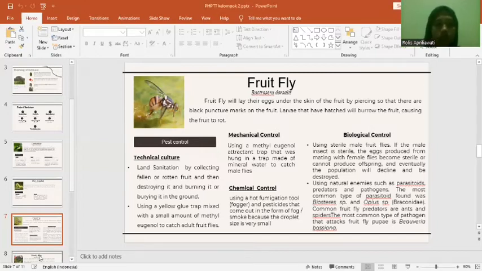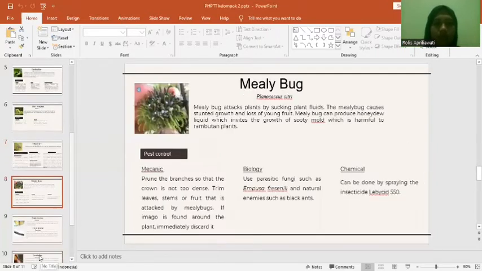Next. Mealybug or Planococcus citri. Mealybugs attack plants by sucking plant fluids. The mealybug causes stunted growth and loss of young fruit. Mealybugs can produce honeydew liquid which invites the growth of sooty mold, which is harmful to rambutan plants.